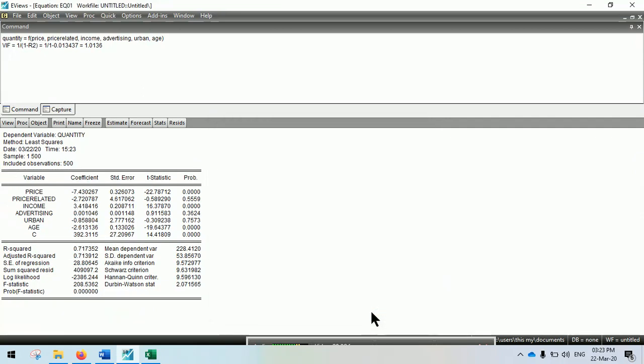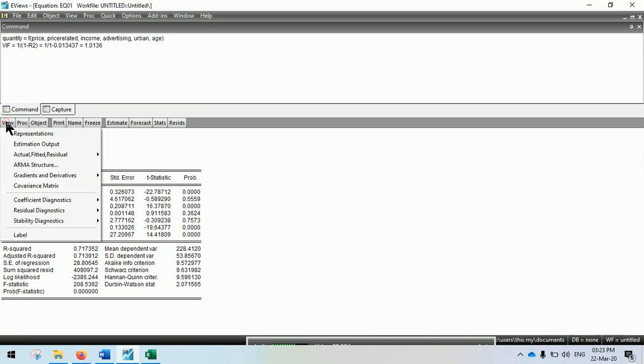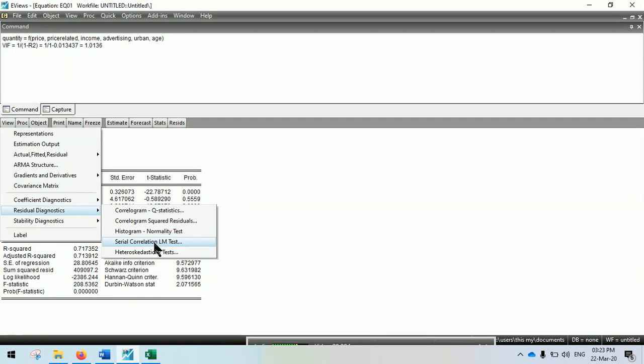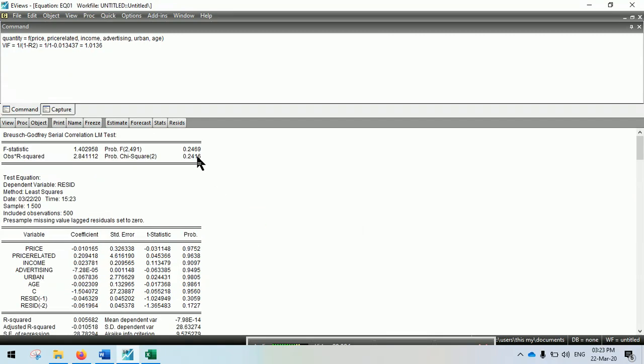Since I don't have heteroskedasticity, now I will check for serial correlation. View, residual diagnostic, serial correlation LM test. Again here, you can see we have H0, the null hypothesis: there is no autocorrelation problem. H1: there is an autocorrelation problem. Since my p-value is greater than 0.05, I cannot reject the H0, I have to accept it. Accepting H0 means there is no autocorrelation or serial correlation, which is good.